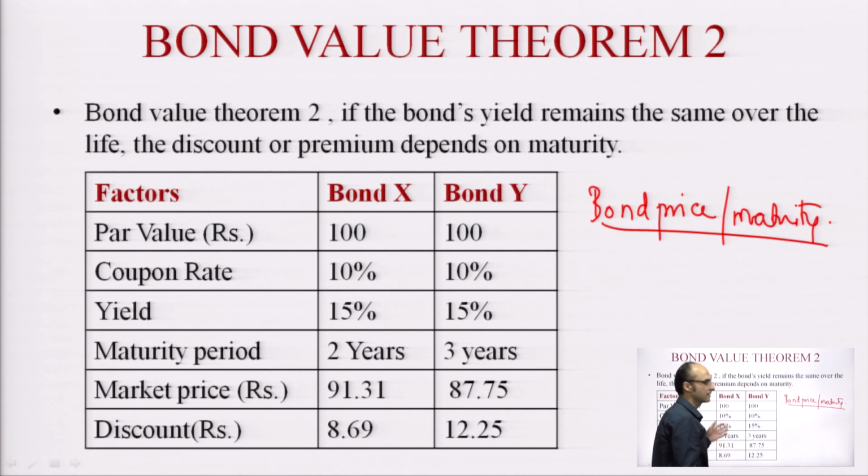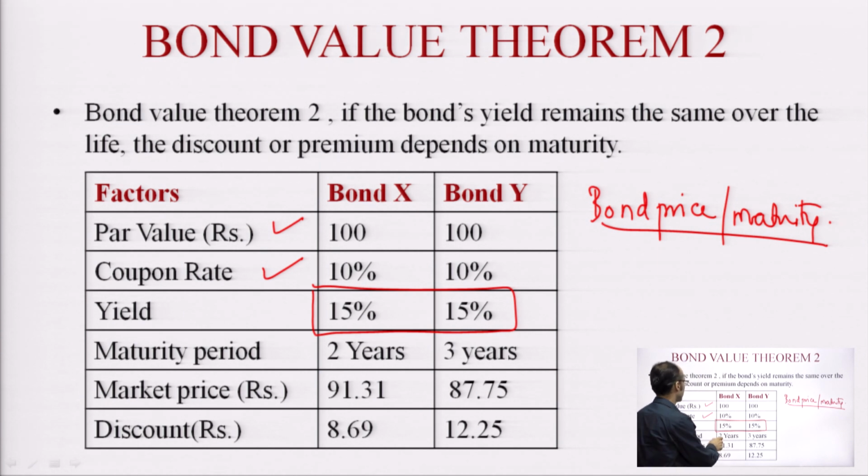Now we have taken again a simple example. We have taken two bonds, bond X and bond Y, having the same face value, the same coupon rates, and the yield that we have assumed to be the same, 15%. Now we can see here the maturity period for bond X is 2 years and the maturity period for bond Y is 3 years. Now with the help of the formula that we have just discussed, how to calculate yield to maturity, we can also find out the intrinsic or the current market price of the bond.